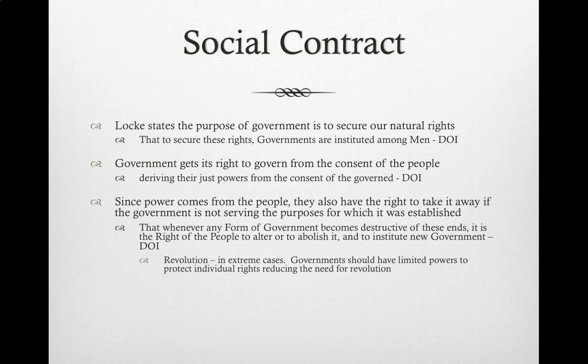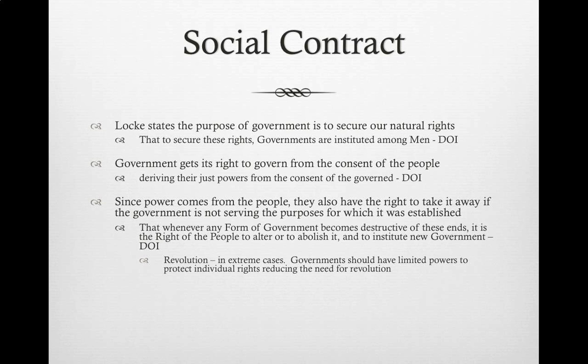So if you look under each of these three statements, they go and make up the Declaration of Independence. Thomas Jefferson takes this excerpt from John Locke and directly puts it into the Declaration. He says that to secure these rights, governments are instituted among men, deriving their just powers from the consent of the governed, that whenever any form of government becomes destructive of these ends, it is the right of the people to alter or to abolish it and to institute new government. So in this case, the Declaration of Independence is a justification for the Revolutionary War.